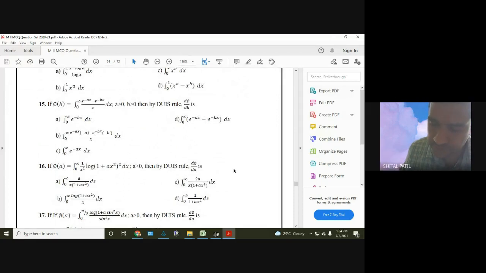I will solve example number 16. Let me change the page. Page number 7 now. Example number 16. Phi of a equal to integration from 0 to infinity log of 1 plus ax square. Square is not there. One more square is there, no? I don't think the square is there. Okay, let me write square. Maybe a printing mistake. Let me check that afterwards.